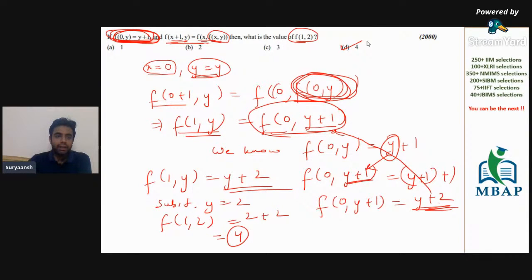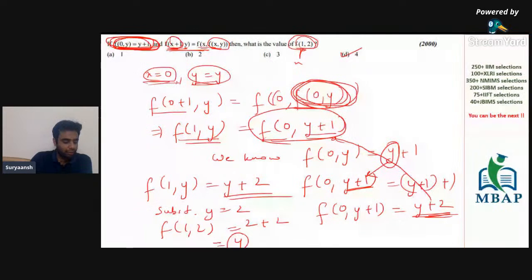Looks a bit complicated. Approach step by step. We know the value of f of (0, y), and that is given as y plus 1, and we also know this relation. We have to find the value of f of (1, 2). If we have x as 1, then here x plus 1 is given, so for x plus 1 to be equal to 1, x has to be put as 0.